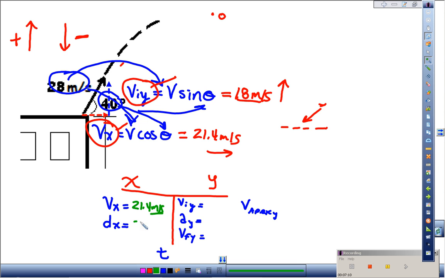Include the units. I do not know my horizontal distance. I do know my vertical initial velocity is 18 meters per second. I also know my velocity at the apex, at the very top of the trajectory. It's going to be 0 meters per second. I know that my acceleration due to gravity is a negative 9.8 meters per second squared. Again, it's negative because I go up and down, and gravity is always pointed down, so as a result it will be negative. The final velocity in the vertical direction, I do not know.